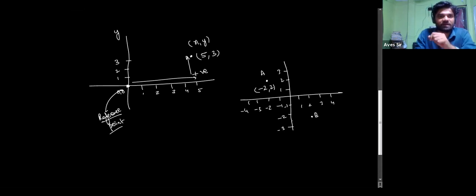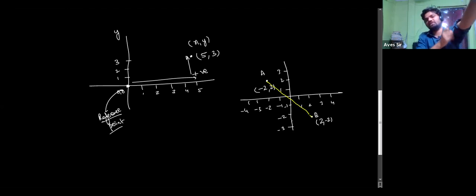Okay, let me write it with white. So here we have, dear students, 2, -2, the coordinate of this point. If I ask you simply what is the distance between these 2 points, how can you explain that? How can you calculate the distance between these 2 points?